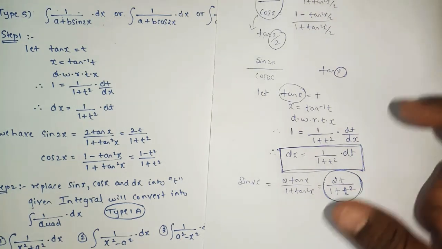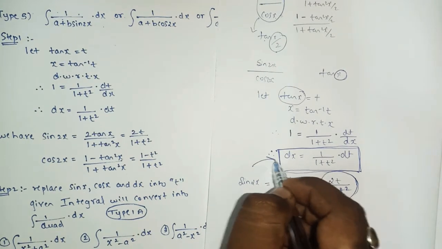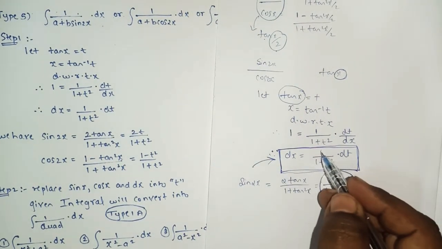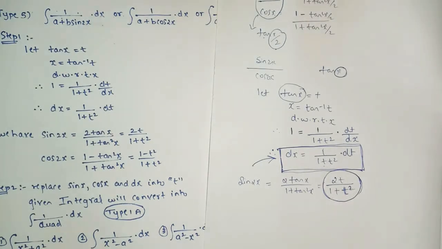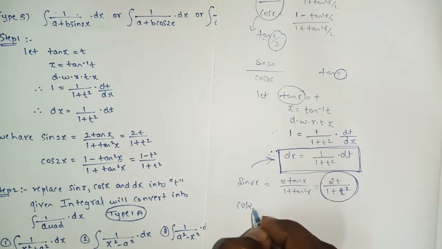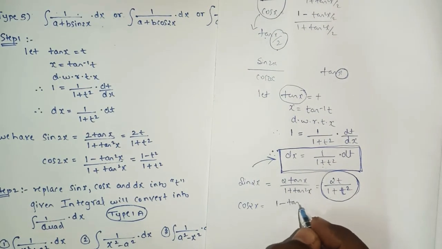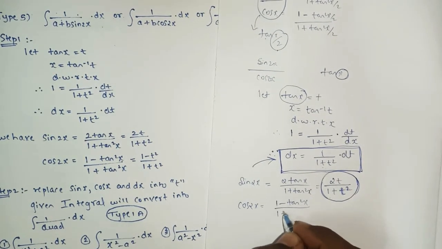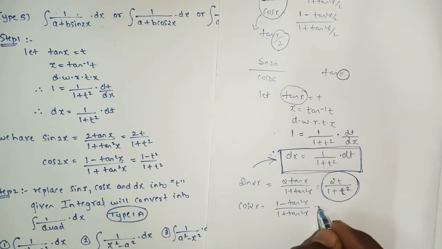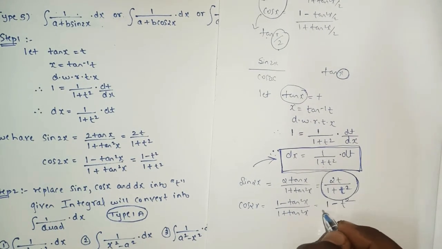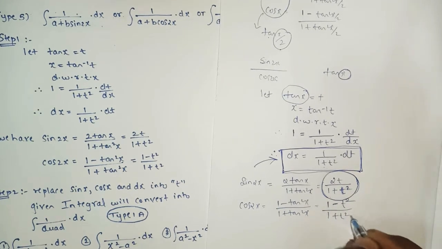So here the change will be what? dx part. There the dx it was 2 upon 1 plus t square. Here dx is 1 upon 1 plus t square. Rest sin 2x and cos 2x formula will be same, as cos 2x is what? 1 minus tan square x upon 1 plus tan square x, equals to, tan x is t, so here we can write as 1 minus t square upon 1 plus t square.